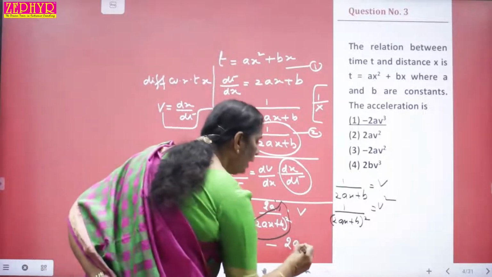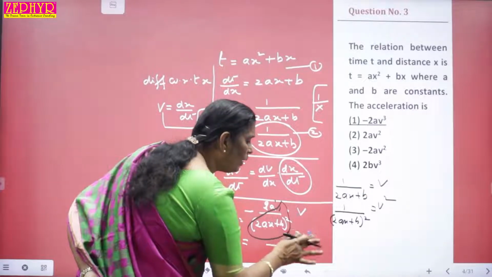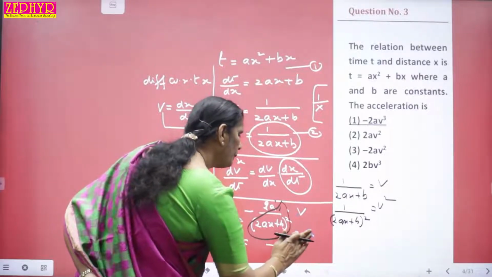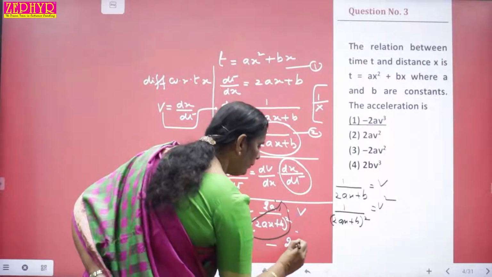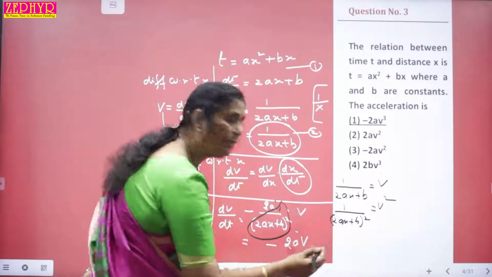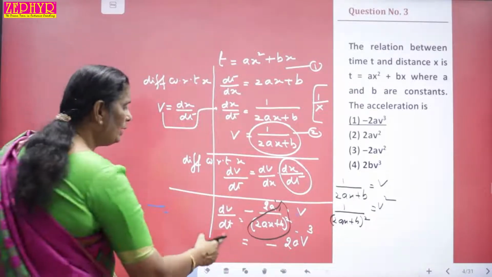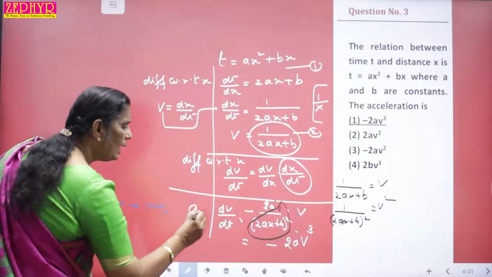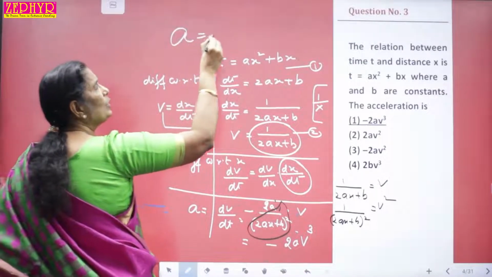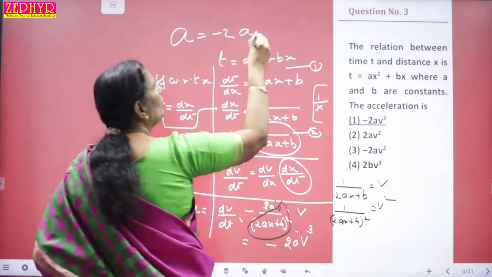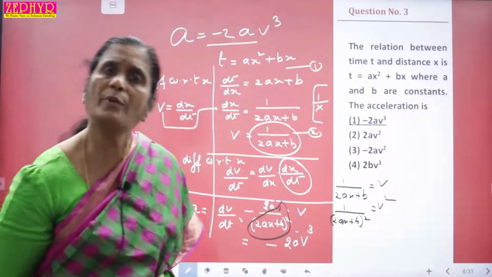v square into one more v is there. So we'll get v cube. So now read the question. What is dv by dt? Acceleration. So what is the answer? Acceleration is equal to minus 2a into v cube. So like that we can write acceleration in terms of velocity.